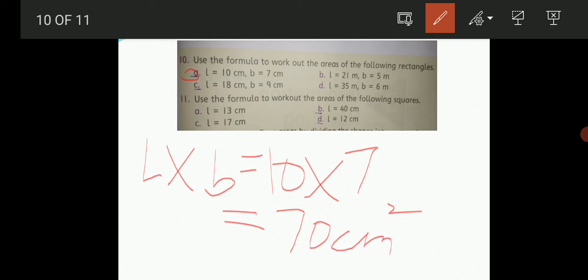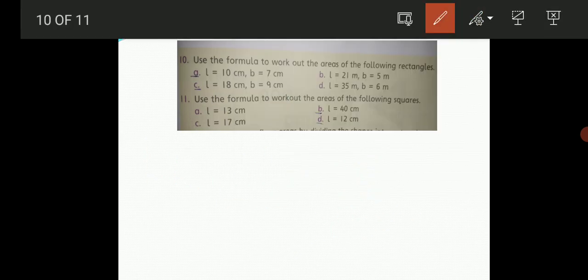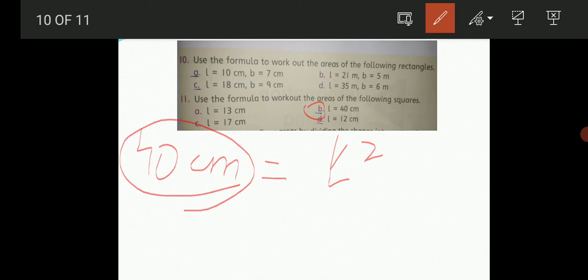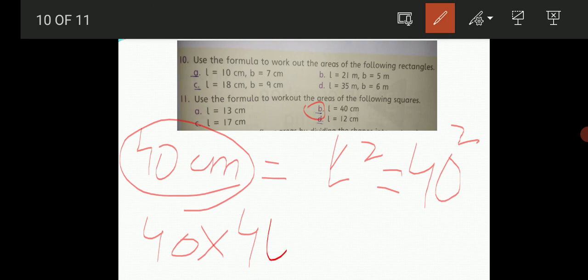Now move on to question number 11. Use the formula to work out the areas of the following squares. Let's say part B, where L is 40 centimeter. We already know that the formula of area of a square is L square. So we simply multiply 40 by 40. It means 40 square, 40 multiplied by 40. Your answer will be 1600, not 160, 1600 centimeter square.